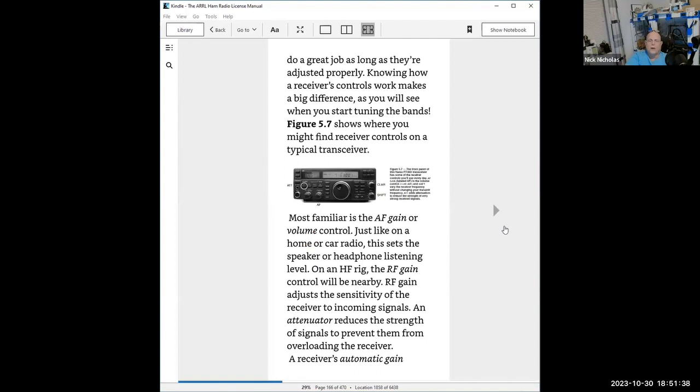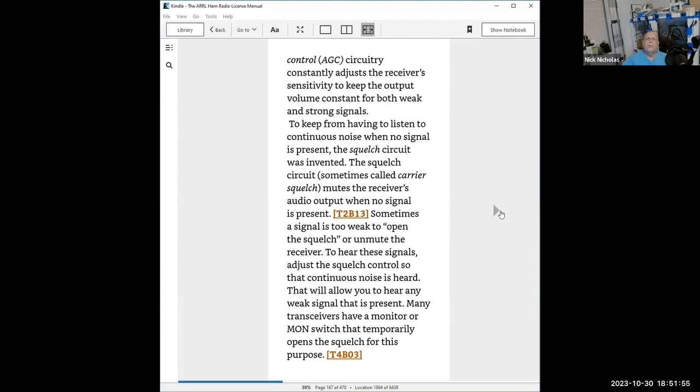I already covered what AF gain is, which is a volume control thing, and I'm not going to go through that, but I want to talk about something that a lot of receivers have, called automatic gain control, AGC. It is a feature which, well, let me give you the easiest way to understand how it works.